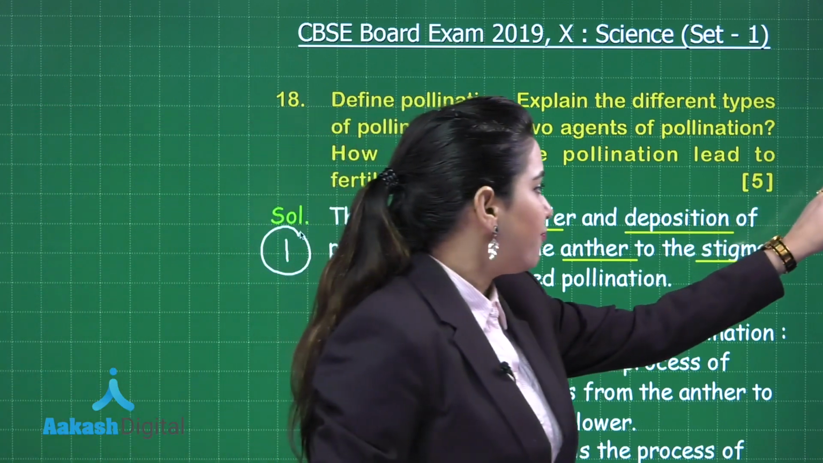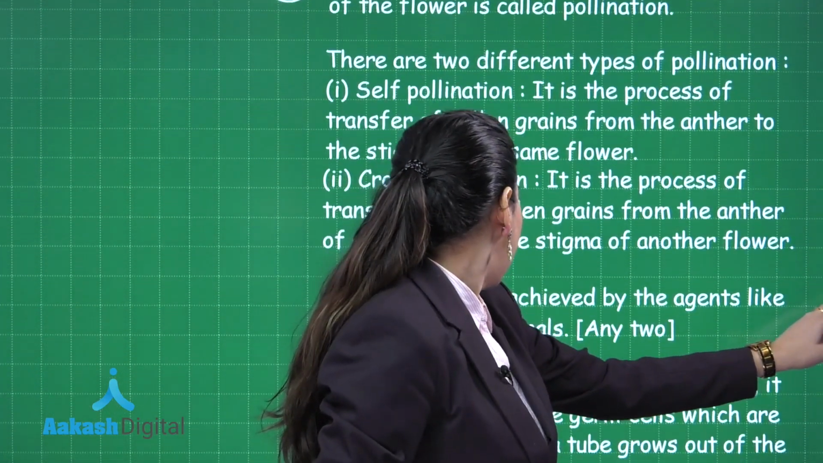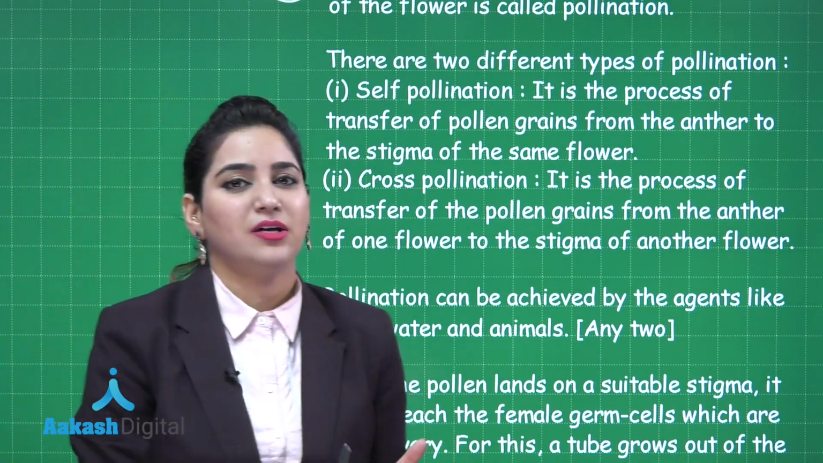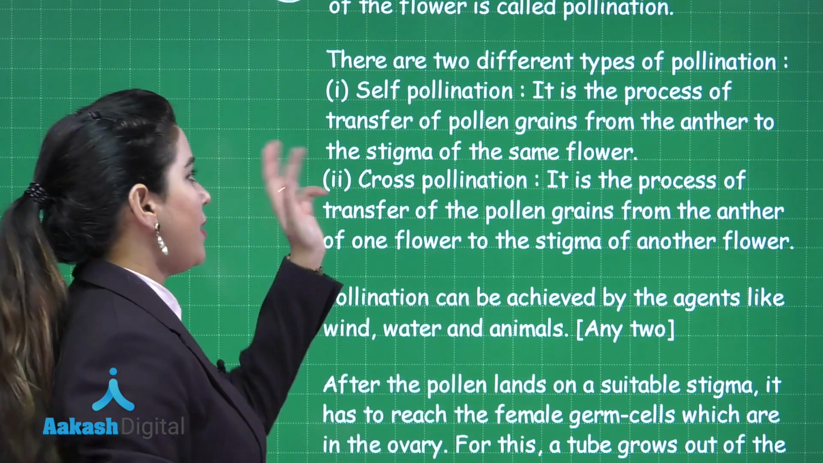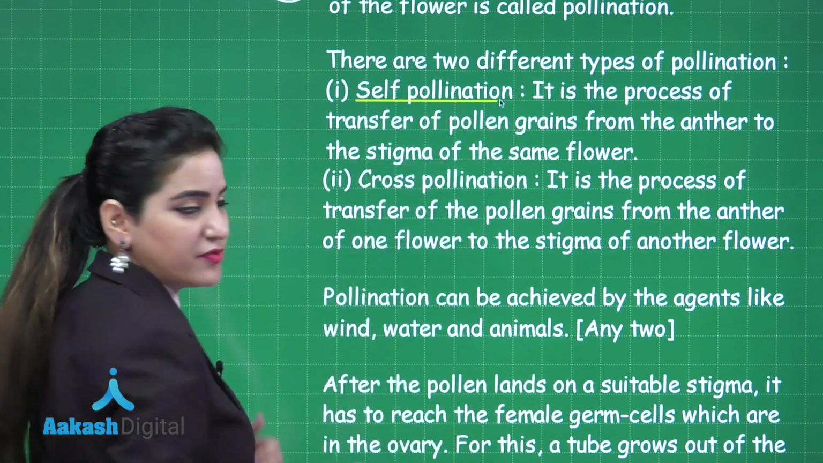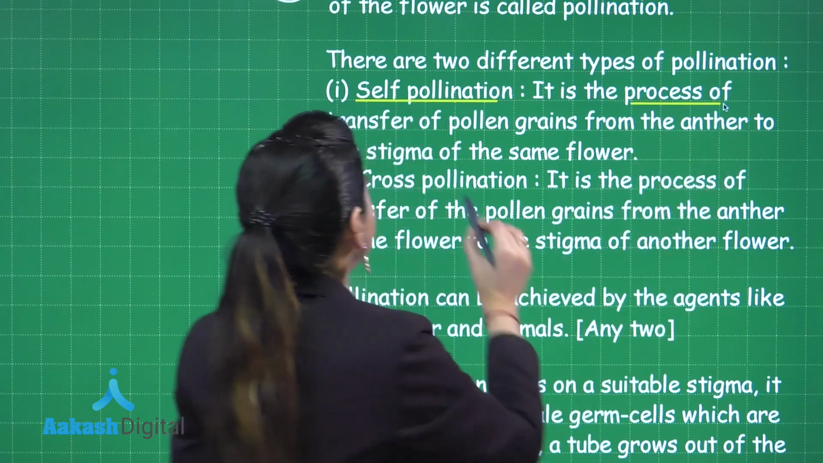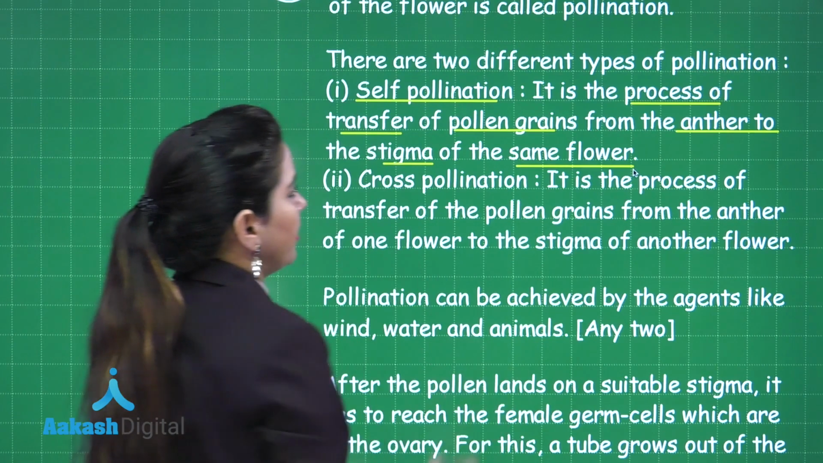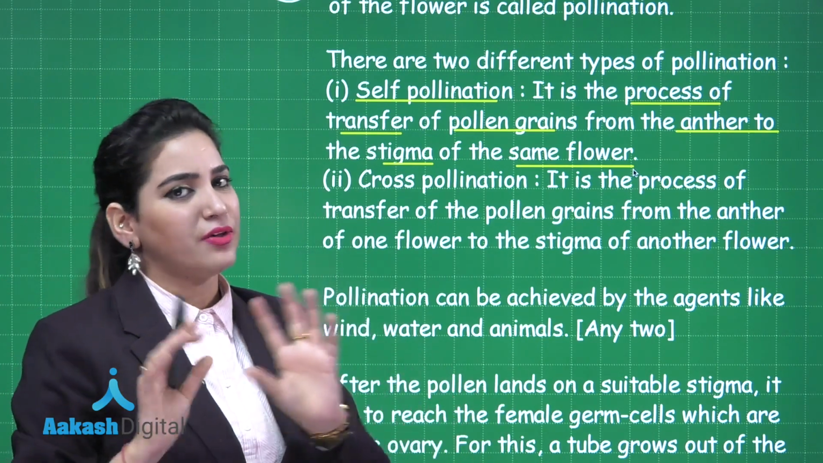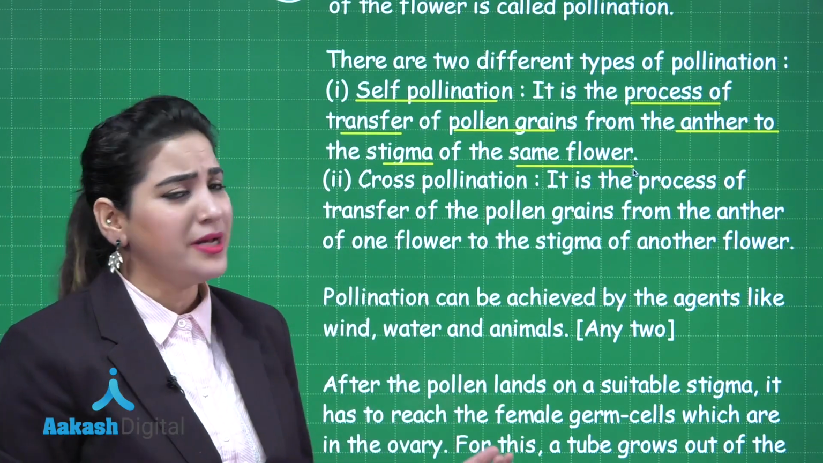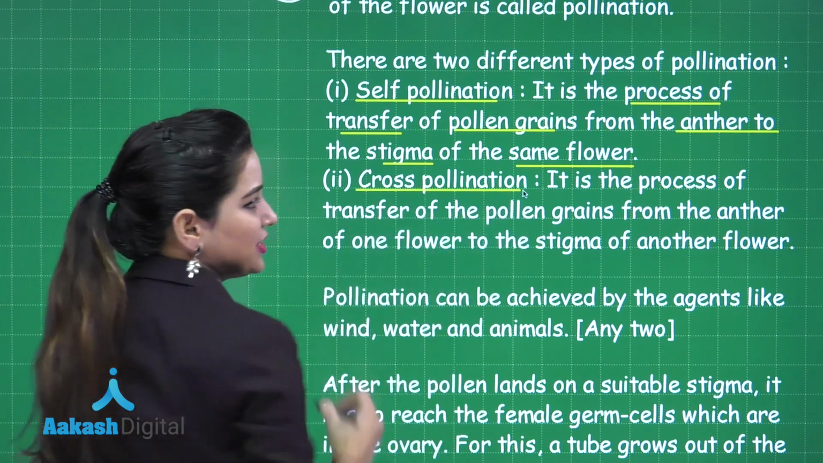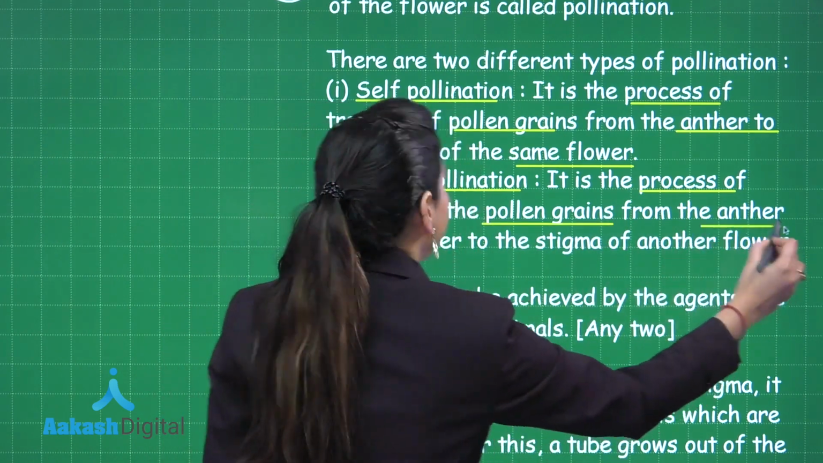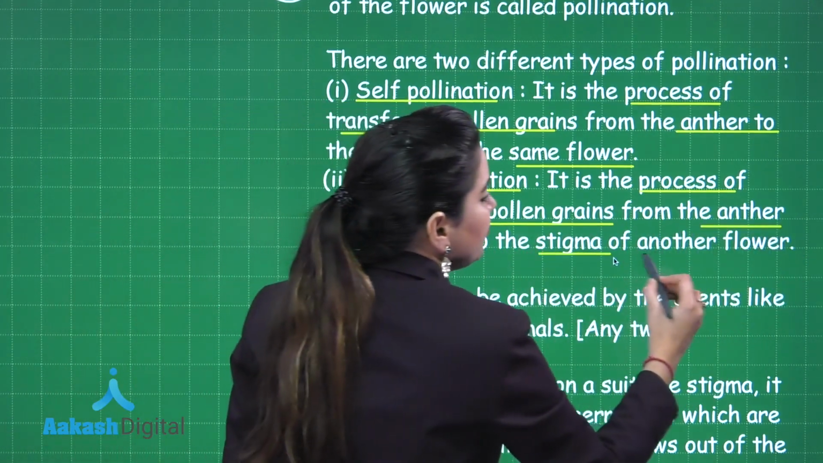Now, different types of pollination. In general, there are 2 types of pollination. One is self-pollination and the other one is cross-pollination. Number 1 we have is self-pollination. What is this? It is the process of transfer of pollen grains from anther to stigma of the same flower. So remember, in self-pollination, the flower would be the same. In cross-pollination, the flower is going to be different. So, here we have cross-pollination. It is the process of transfer of pollen grains from anther of one flower to stigma of another flower.